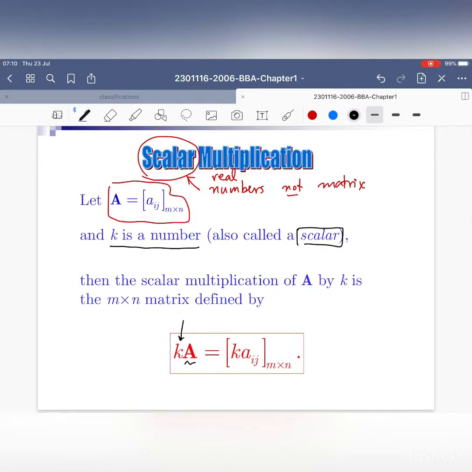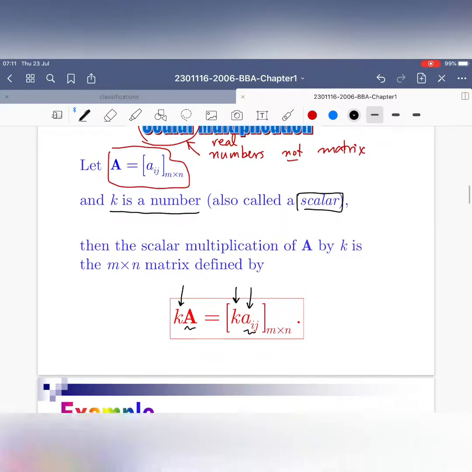can we say it like that? It is the distribution of your K into each and every element of the matrix A. So it means that each and every element of your matrix A will be multiplied by that constant K.